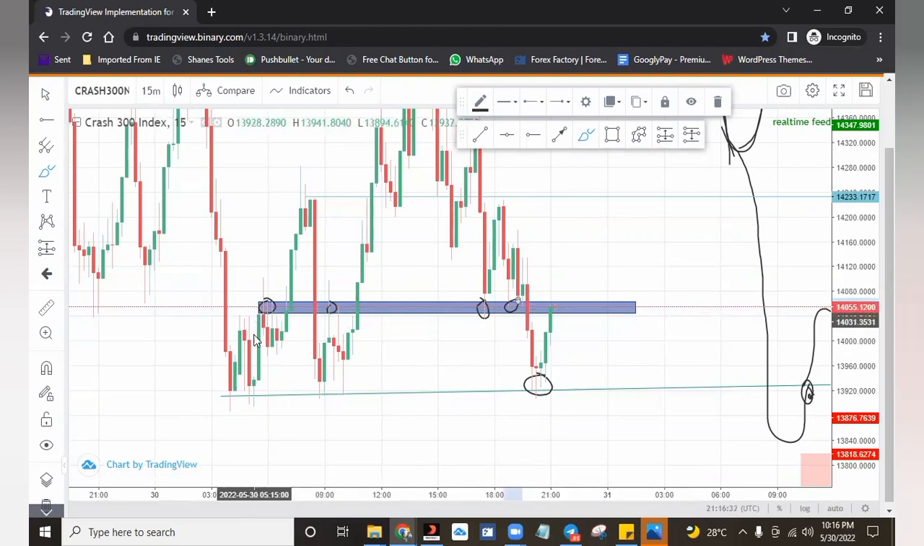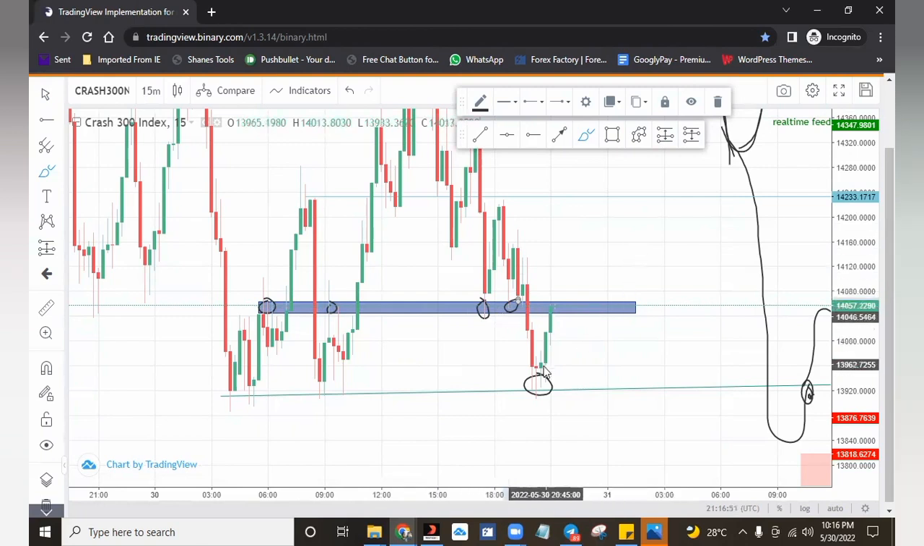This was resistance here. It resisted and pushed price back down, then price broke in and came back. When it came back up, it resisted again. When it broke in and came back, it found support here, went back up, found support here, went back up and broke in. Now it has come back to that same zone. So this is a key level.